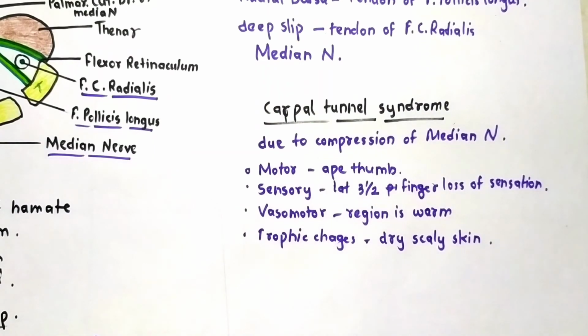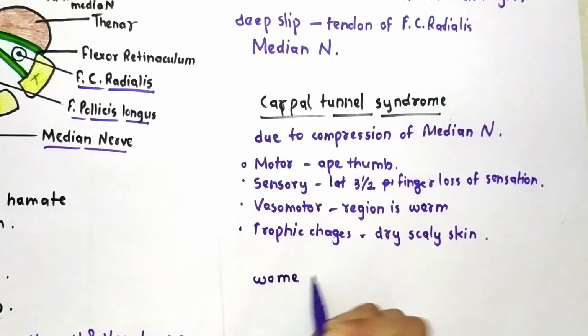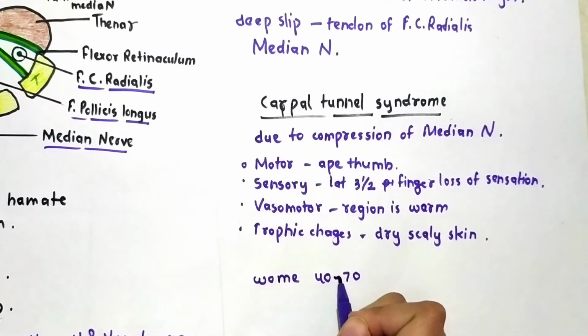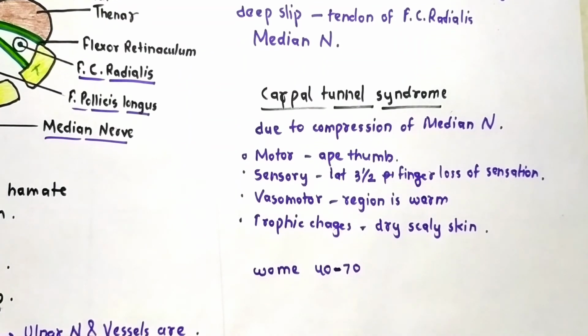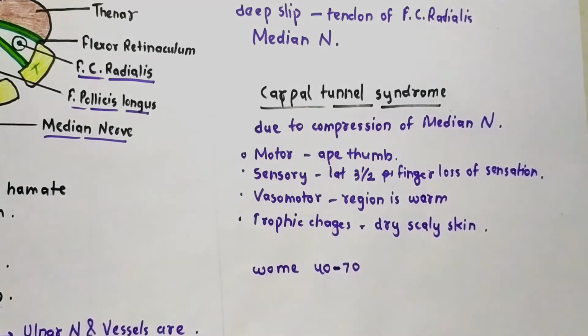It is seen that the syndrome is commonly seen among women of age 40 to 70, and there is pain in the region of the wrist which is more at night and on both sides. So this is all about carpal tunnel syndrome, and this is all about the flexor retinaculum.